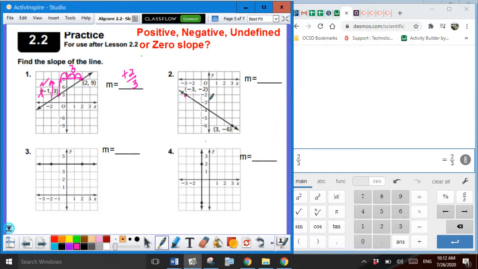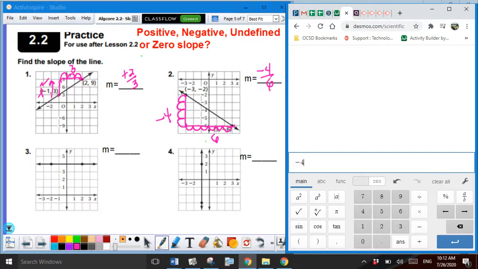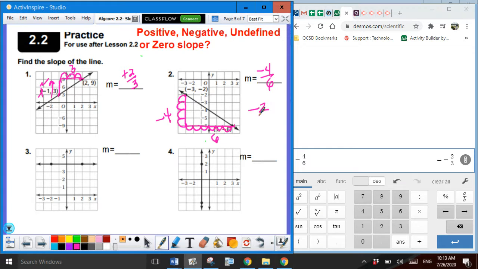Okay, this one gives me 2 points. I'm going from here to here. Now I know this is negative, so 1, 2, 3, 4. Negative 4. 1, 2, 3, 4, 5, 6. So negative 4 over 6. Let's check it. Negative 4 divided by 6. Hit my fraction key. Notice how that changed to a negative 2/3. So in simplified form, it is negative 2/3.